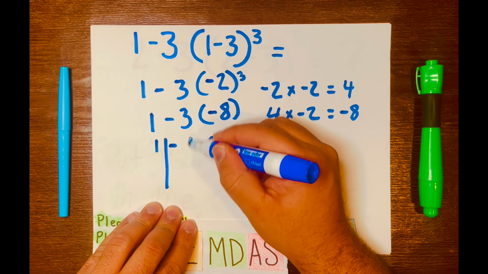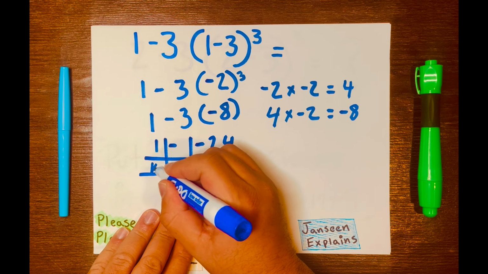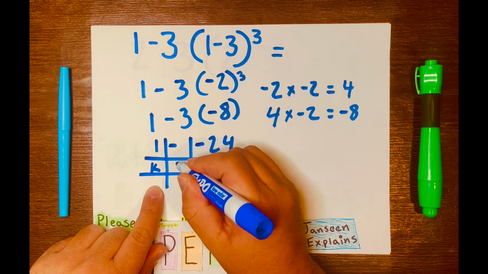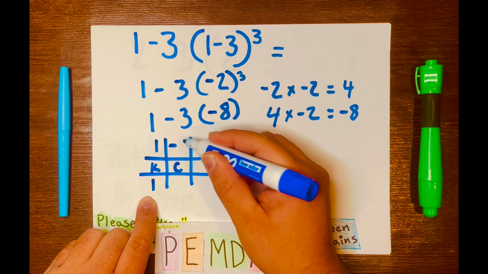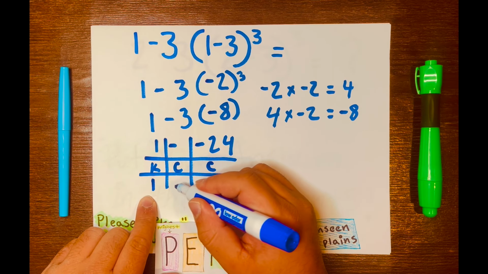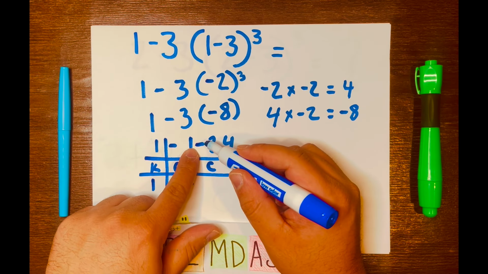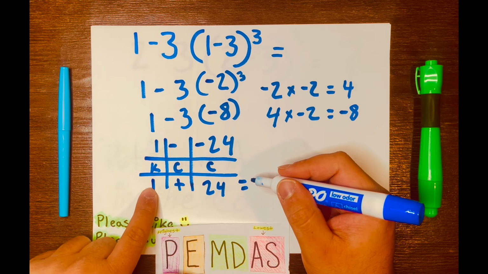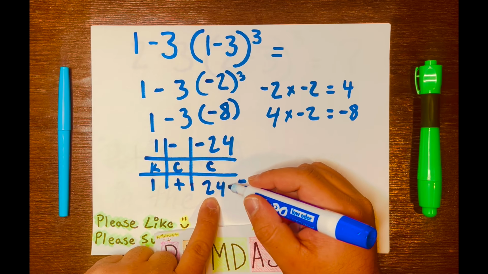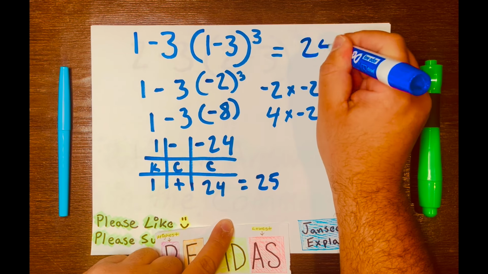So I like to draw this table to help remind me. The K goes there for keep, the C for change, and the C for change. So I'll keep the 1, I'll change the subtraction to addition, and then change negative 24 to its opposite. So it'll be positive 24, just write 24, and then just add across. 1 plus 24 is 25. And then that is your answer.